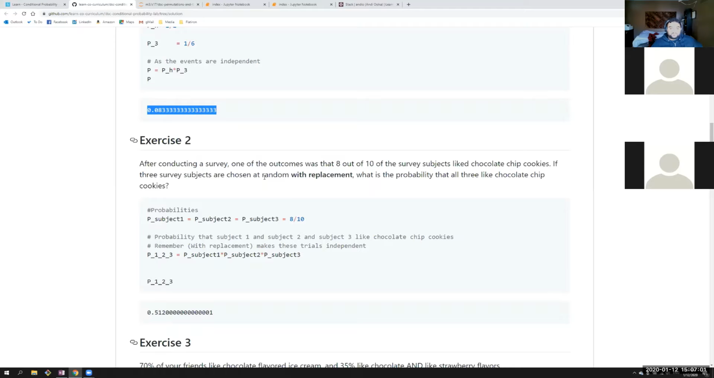After conducting a survey, one of the outcomes was that 8 out of 10 of the survey subjects liked chocolate chip cookies. If 3 survey subjects are chosen at random with replacement, what is the probability that all 3 like chocolate chip cookies?